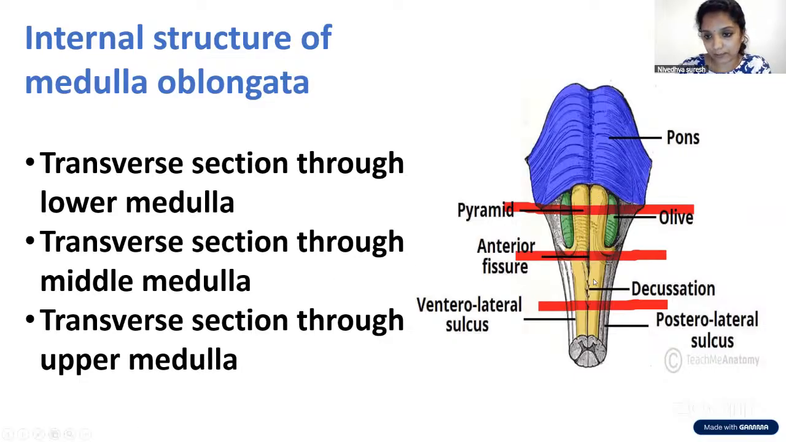So we are cutting the brainstem into 1, 2, 3 parts. So now we are going to discuss this section. This section is the transverse section through the lower medulla, or you can say the transverse section through the pyramidal decussation. Because here the pyramidal decussation takes place, all the pyramidal fibers cross each other here. So here we are going to cut and see what is present inside that. Fine.